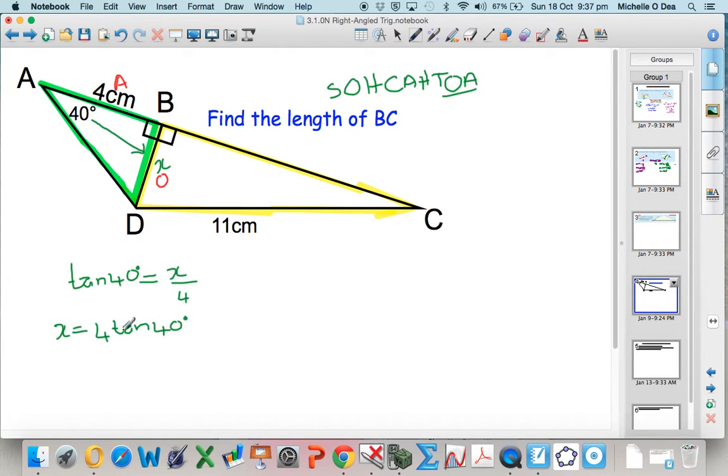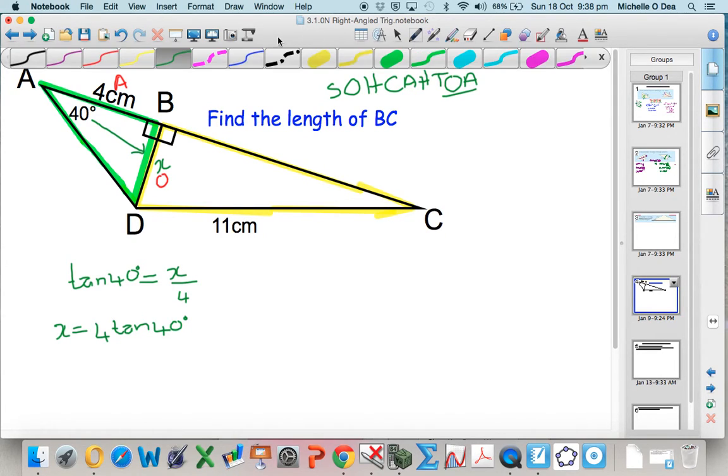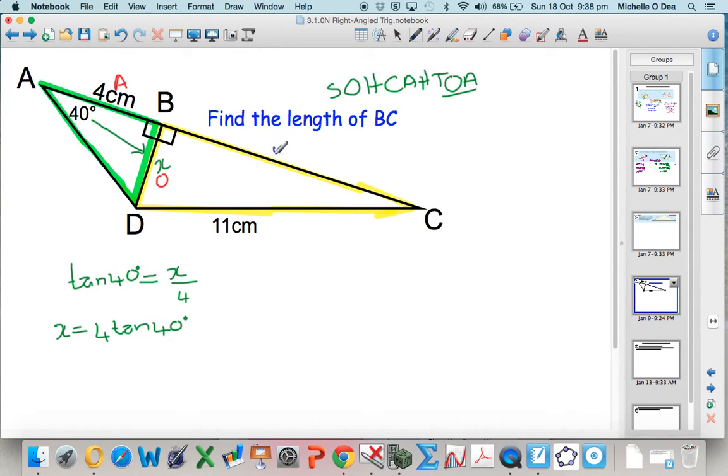Now I'm actually going to keep that exact because if I put that into my calculator, I'm going to get a big long decimal. So I'm going to keep it like that for the minute. So now I have this side, I have this side, I need to find this side. So think about what else you know about right angled triangles. If I call this y, if you know two sides and you need to find a third side, we can use our good old friend Pythagoras.